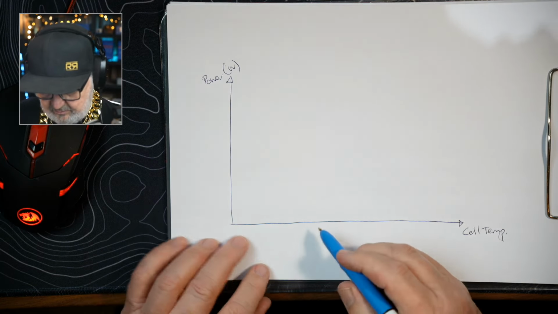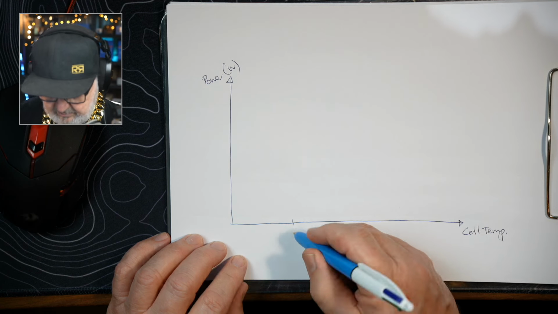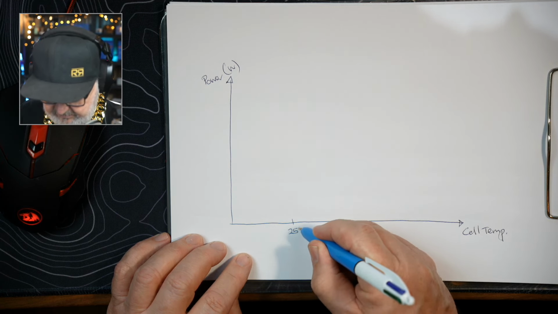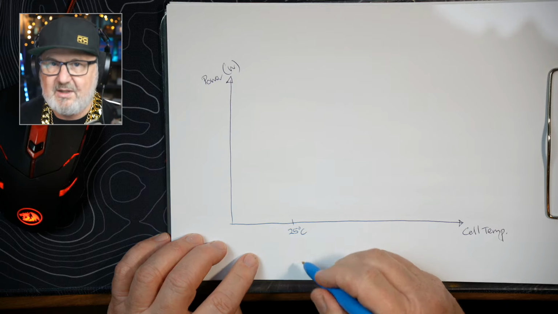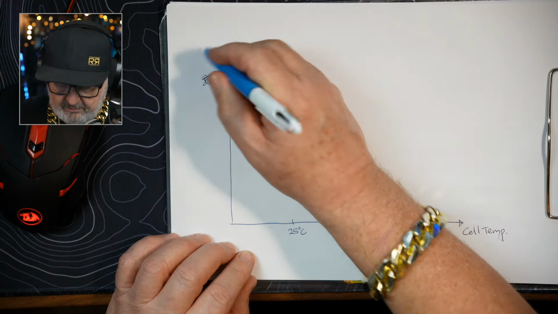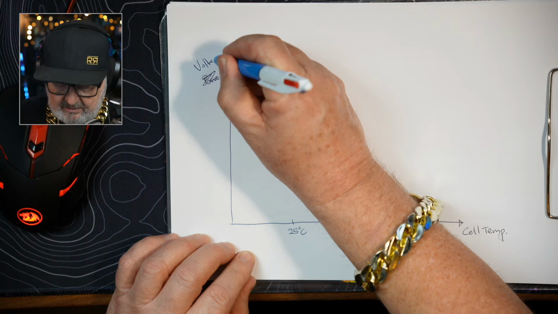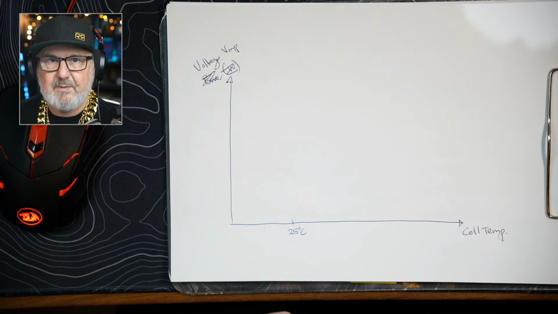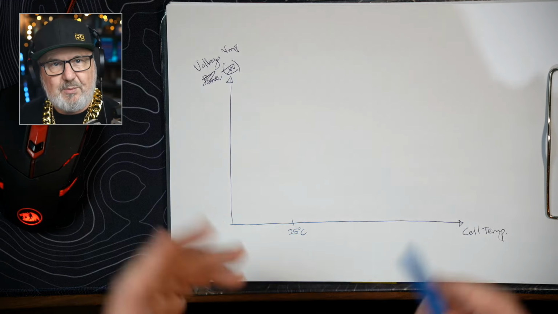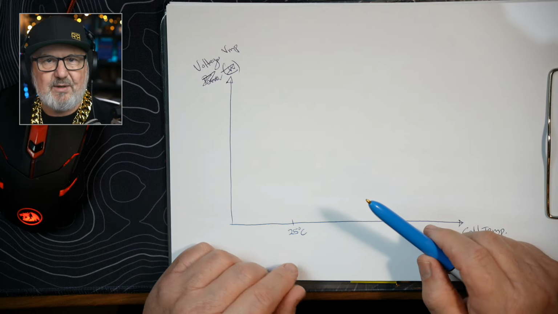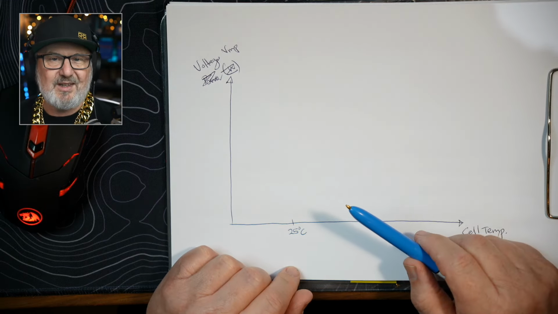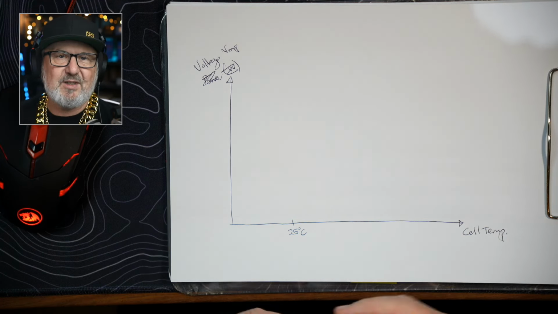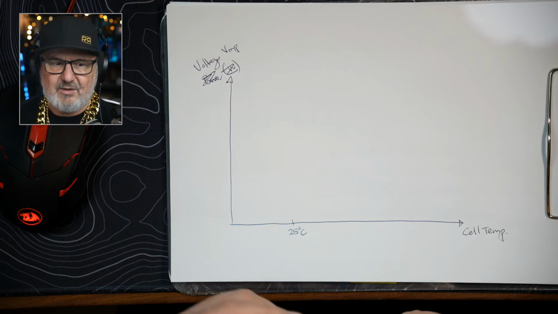Okay, so we know what the power is at one point on this cell temperature curve graph, which is at 25 degrees Celsius. Not doing power, I'm doing voltage. Voltage at maximum power. Sorry about that, a little correction. But I should point out that the change in voltage is directly proportional to the change in power because the current doesn't change. So if the voltage increases by 10%, the power increases by 10%. So it's directly proportional.